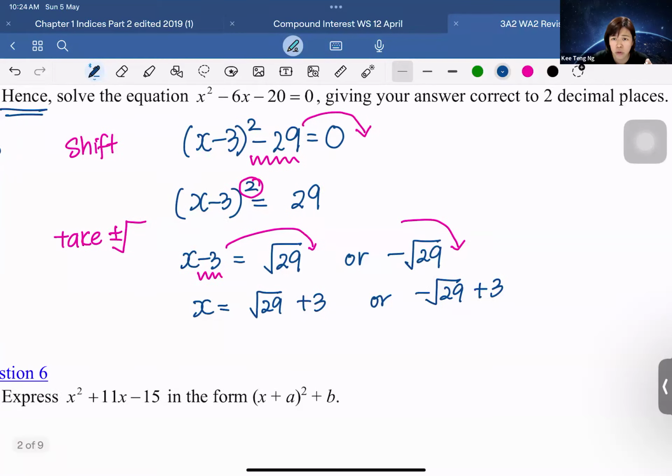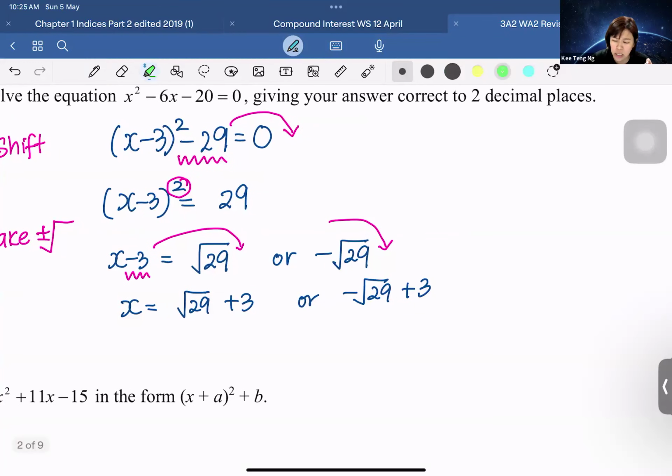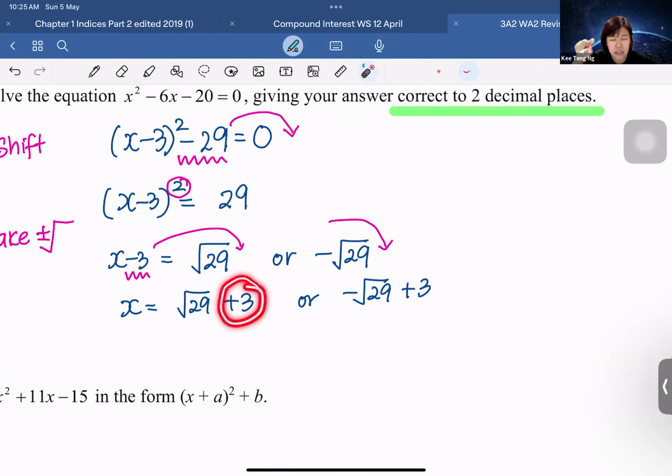Then now we're going to look at our question. The question says, give your answer correct to 2 decimal places. So I'm going to calculate my number. Square root 29. Remember, this plus 3 is outside the square root. For your calculator, press the arrow button and shift it outside the square root, because the common mistake is students will put it inside the square root and they do not get the correct answer.